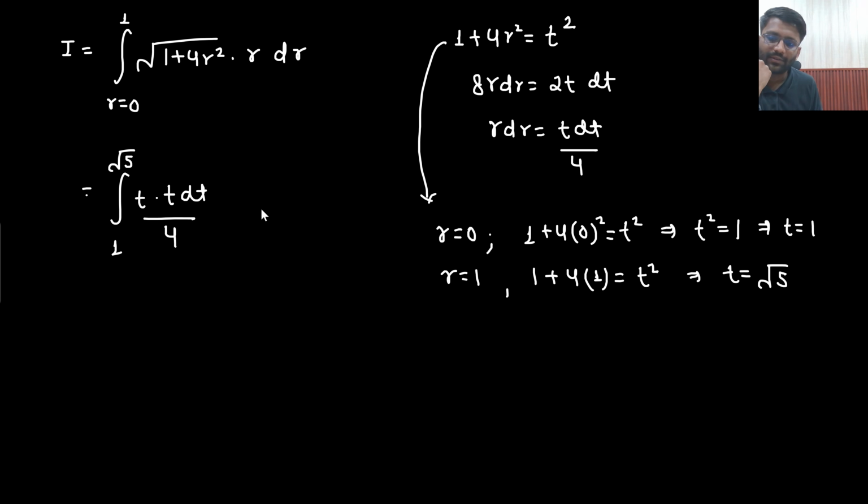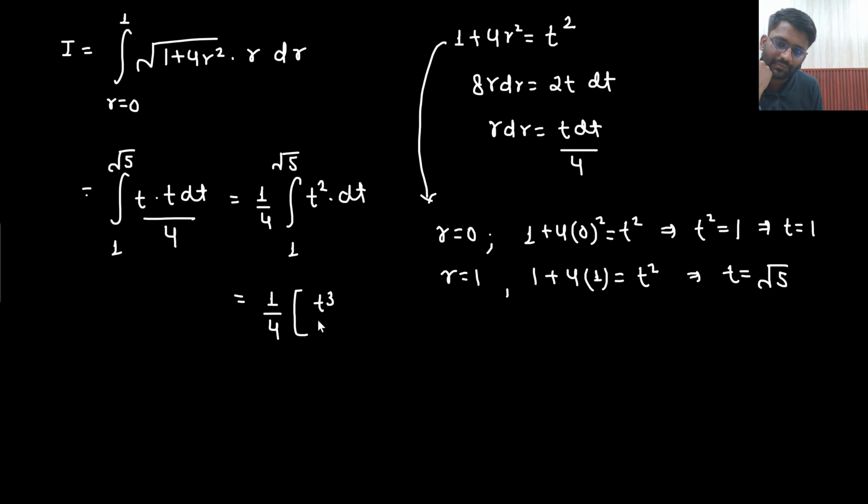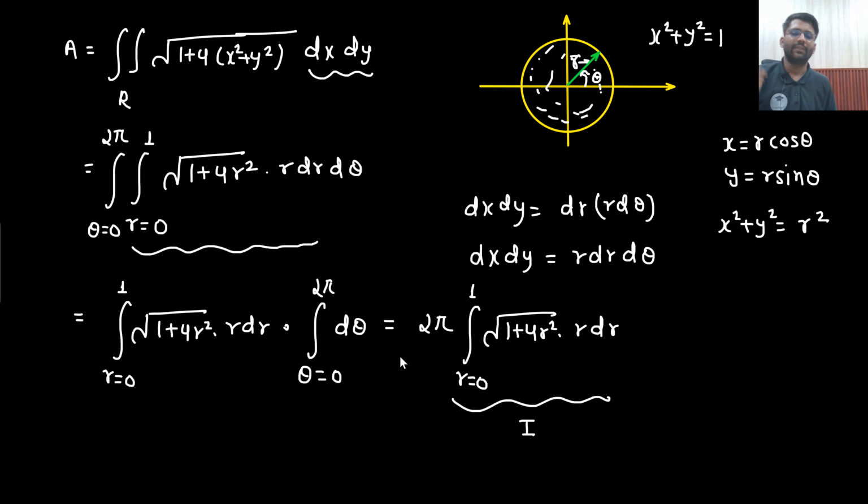Right? So what is the answer? 1 by 4 outside, integral from 1 to under root 5, t square dt. So that is coming out to be 1 by 4, t cube by 3, from 1 to under root 5. That is coming out to be 1 by 12, 5 under root 5 minus 1. This is the value of I we are getting.